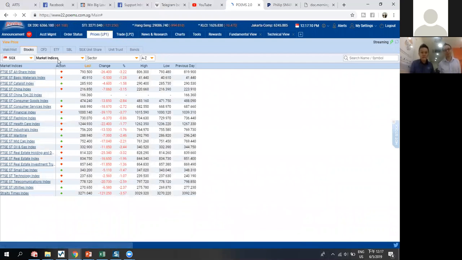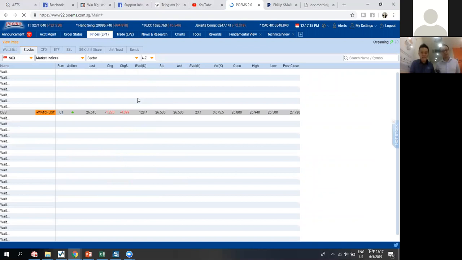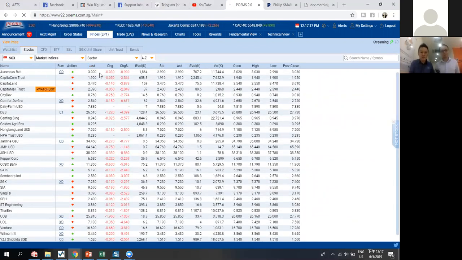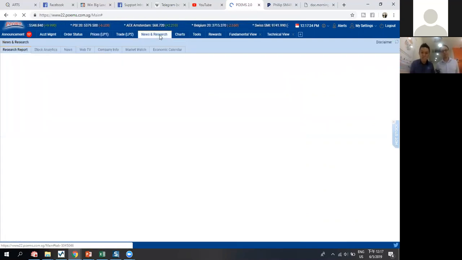Besides this, we talked about the index, the Straits Times Index, and the index components. A lot of people still have the number one problem: what stocks can we look at or buy? We need some ideas. We need to know the stories of why we buy and things like that. So where do we see that? We can go to news and research.